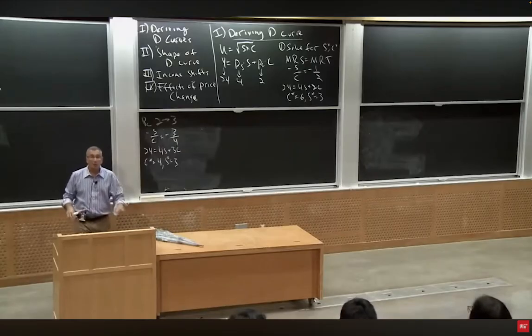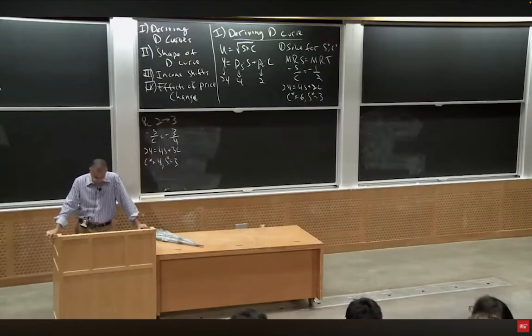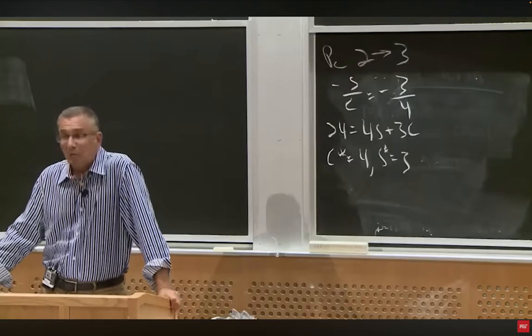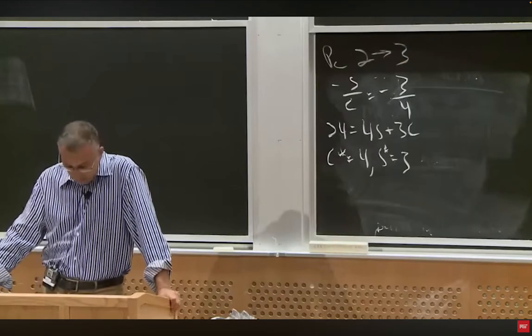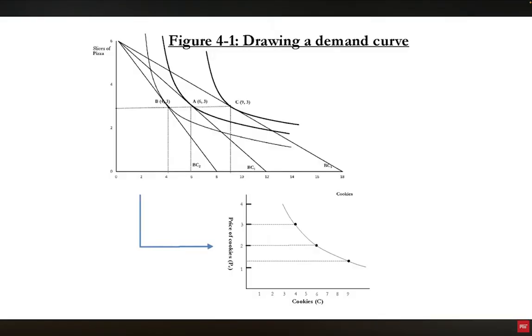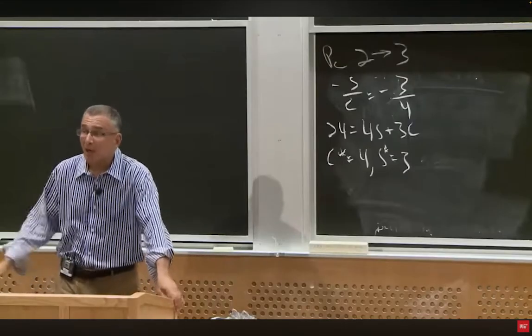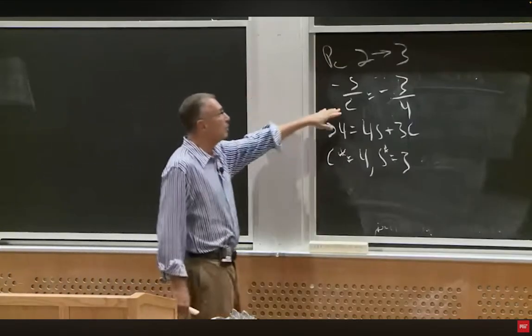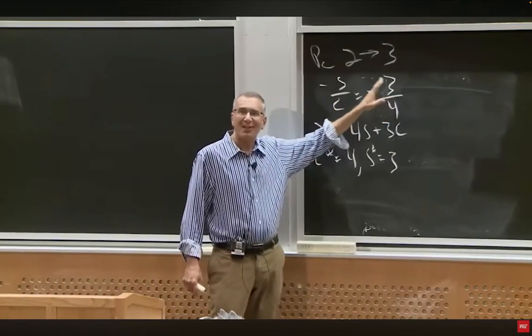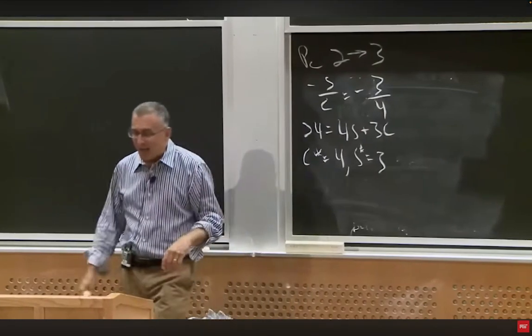Okay? So you solve that, and you end up getting the optimal number of cookies is 4, the optimal number of slices of pizza is 3. That is point B on the top diagram. How did we get there? Well, mathematically, I showed you, subject to one mathematical mistake, how to get there. Graphically, how do we get there?